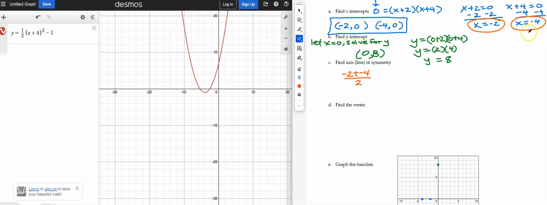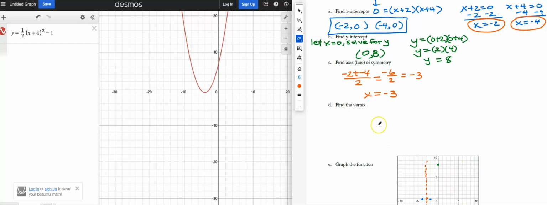This one's easy to see visually, but let's figure it out because it's not always that easy. So -2 plus -4 is -6, divided by 2 is -3. So my line of symmetry is x equals -3, and that's right here. Let me do a little dotted line here so we can see what's happening.